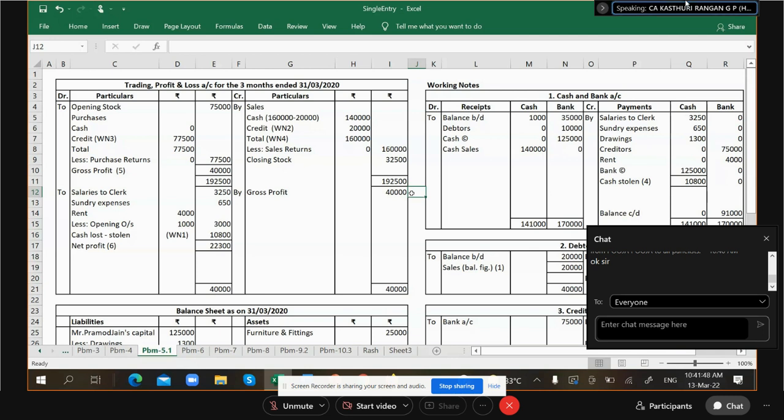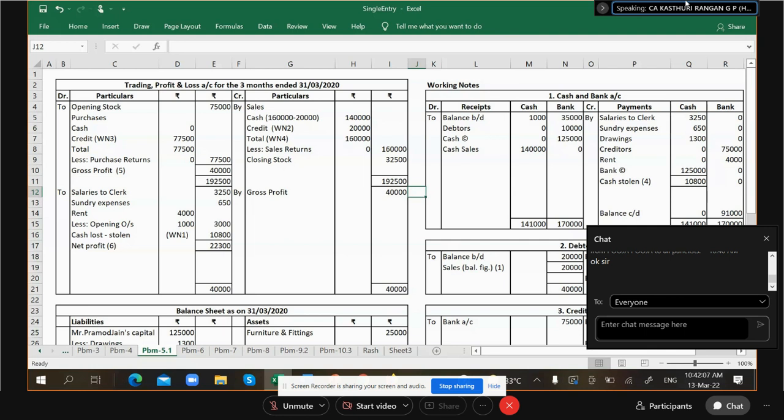Now we have to do the next problem also. That will be slightly more difficult than this problem. But still, we should be able to finish it off in 30 minutes. That speed you should have. Then only we can do the same thing in the exam.